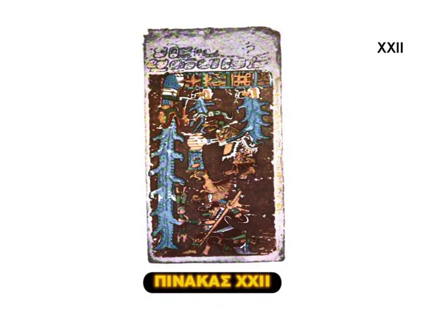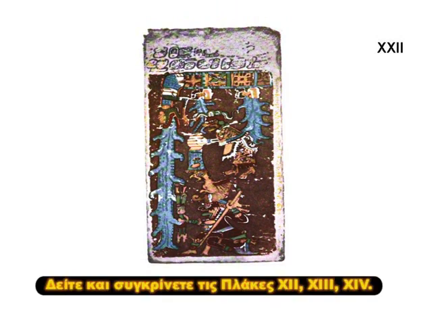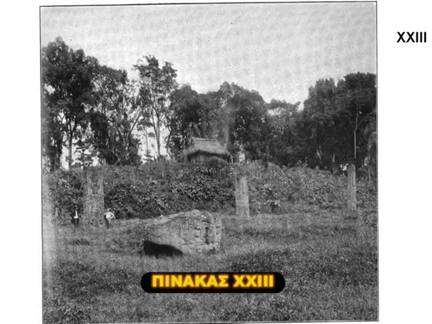Plate 22. Final page from the Codex Dresdensis showing serpent numbers and typifying the cataclysms destroying the world. Compare Plates 12, 13, 14. Plate 23.